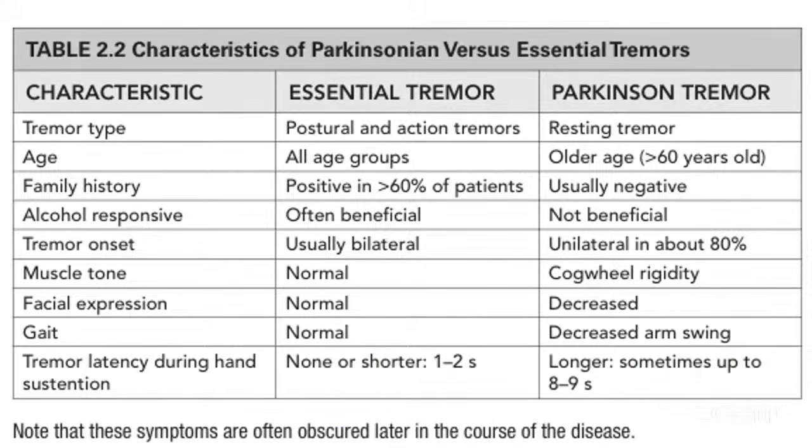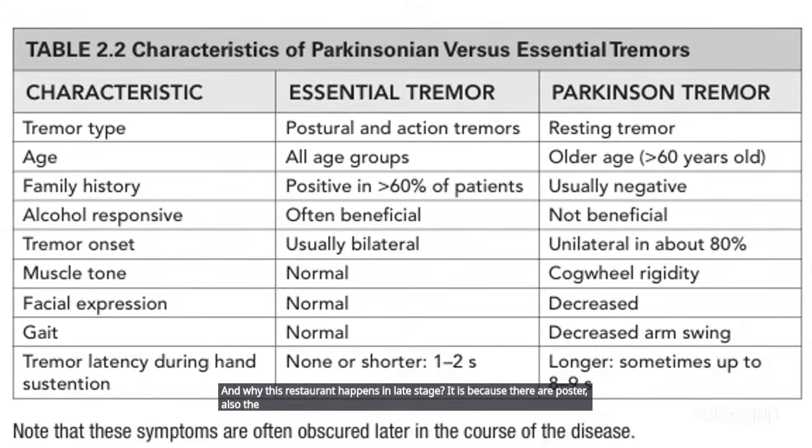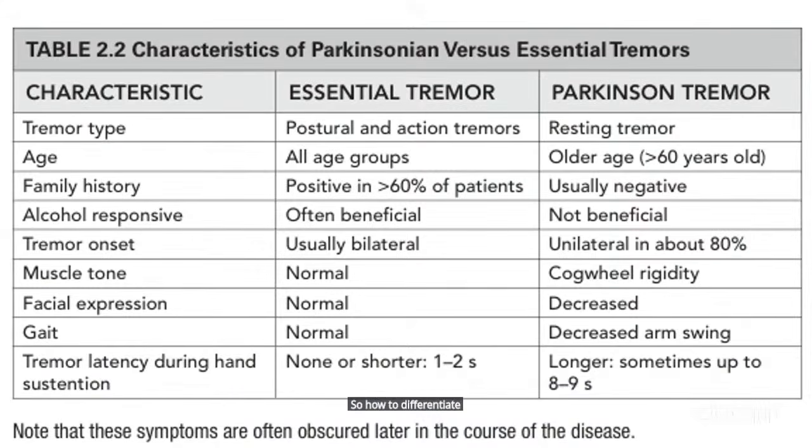And why does this rest tremor happen in late stage? It is because the rest posture also is a posture. So when it is very severe, in the rest position also they will have tremors. So how to differentiate is you tell the patient to do a finger nose or some movement, or you tell them to extend the hand. Upon movement, usually the Parkinson tremor decreases, but the ET component upon movement increases.